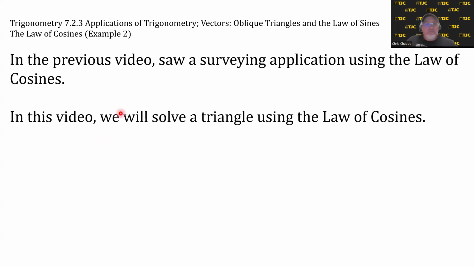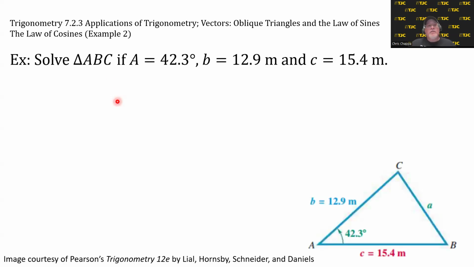In the previous video, we saw a surveying application using the law of cosines. In this video, we will solve a triangle using the law of cosines. For example, solve triangle ABC if A equals 42.3 degrees, b equals 12.9 meters, and c equals 15.4 meters. Remember, we're going to find all the remaining sides and angles of this triangle.